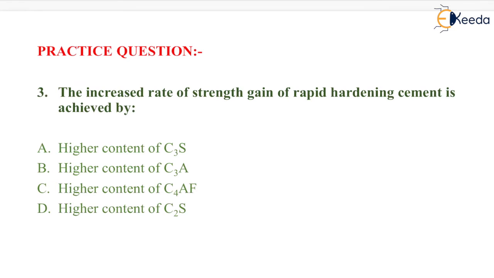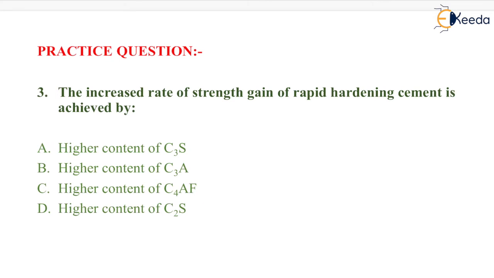The question is given as: the increased rate of strength gain of rapid hardening cement is achieved by? The first option is higher content of C3S, the next one is higher content of C3A, another one is higher content of C4AF, and the last one is higher content of C2S.